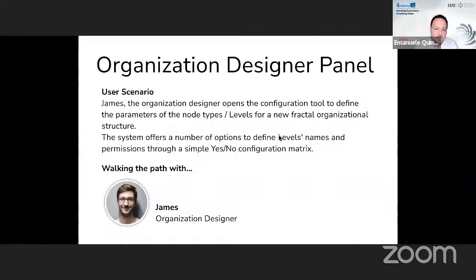So let me share my screen. I hope you can see it. It will be a very brief demo. The first step I would like to show you is how you can personalize and design your organization. As Simone was saying, we're thinking about a fractal model.